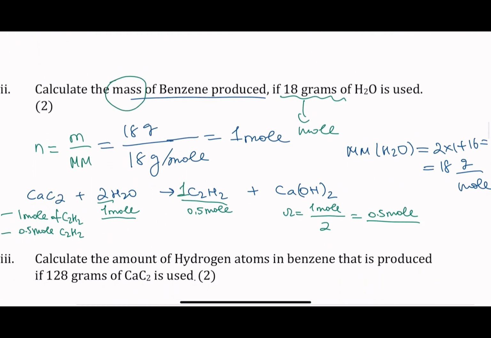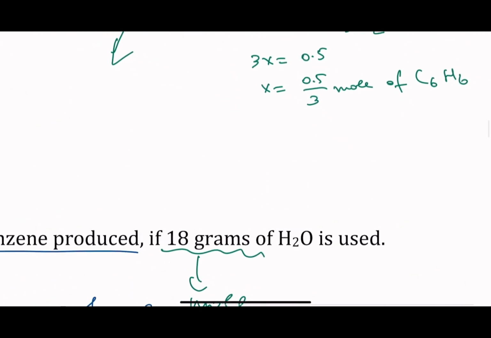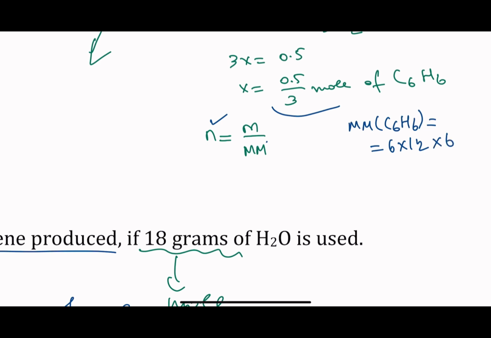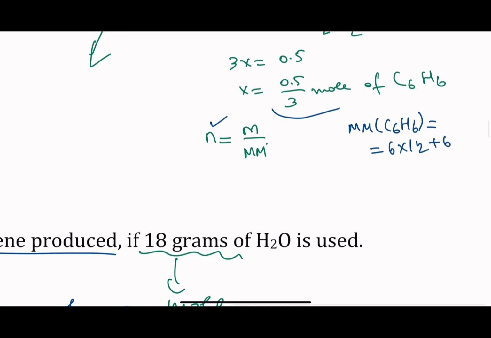You need to find the mass of benzene. The mass of benzene, again, we're going to use the formula n equals m over MM. You have the mole amount. You can find the molar mass of benzene, which would be, you got 6 carbons, it would be 6 multiplied by 12, and then 6 hydrogens will be added. This would make it 78 gram per mole. And then from here you have molar mass. You can find the mass of this.